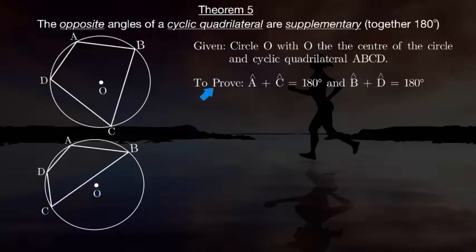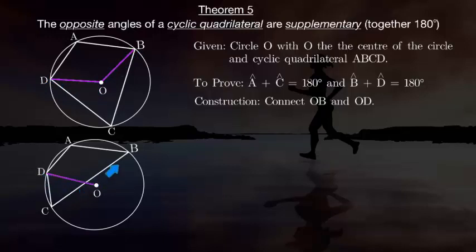Now, in this case, they ask us to prove both pairs, and because they mentioned these two first, I'm going to connect the center with the other two angles. So our construction, we're going to connect our center with angle B and O with D. So here we go. O to D and O to B, as well as in this figure, O to D and O to B. Okay, got it? And now we can start our proof.